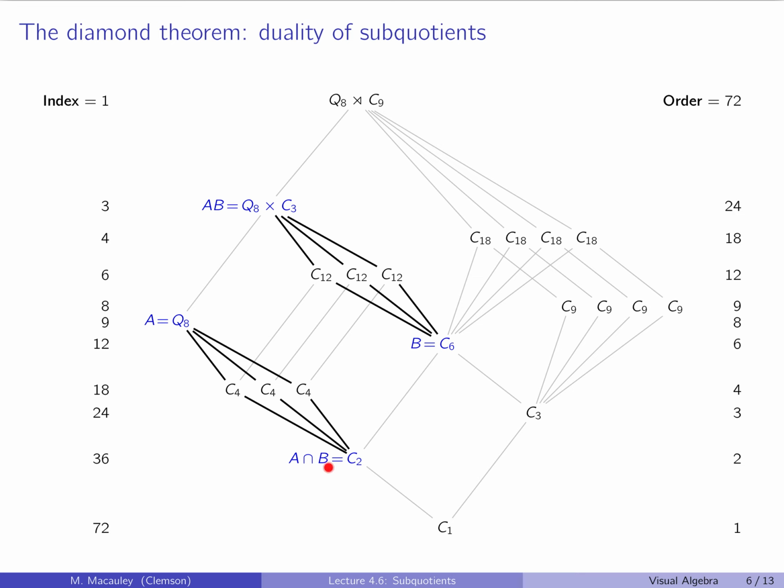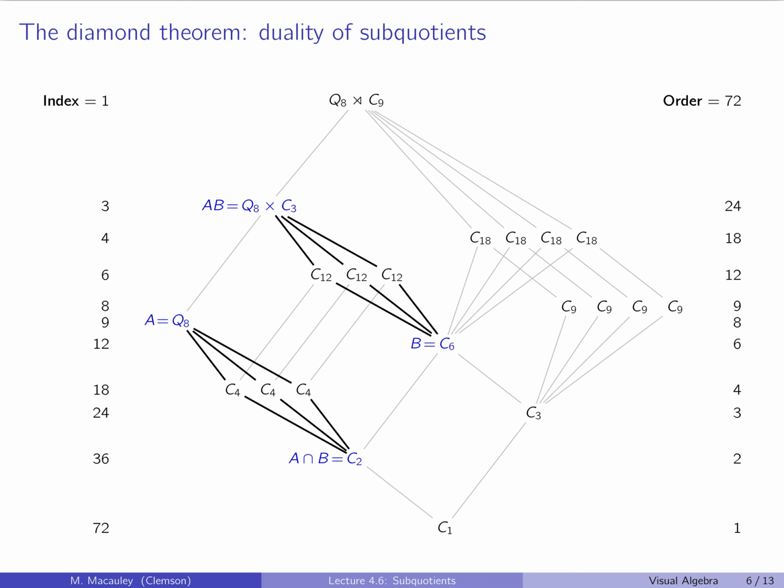Then they intersect in C2 and they generate Q8 cross C3, and the diamond theorem says that this subquotient, this V4, is isomorphic to this subquotient. Well, also because they're both normal, they both normalize each other, that also says that this subquotient, which is C3, is isomorphic to that subquotient.